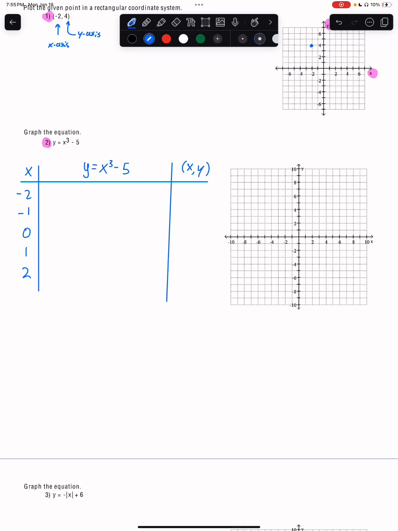This middle row is just where we're going to solve the equation. We'll plug stuff in. And on the very right is just going to be the xy coordinate that we can keep track of. So we'll start by plugging in -2. -2 cubed is -8. Minus 5, we get -13. So then we just draw the point -2, comma -13. Do the same thing for -1.